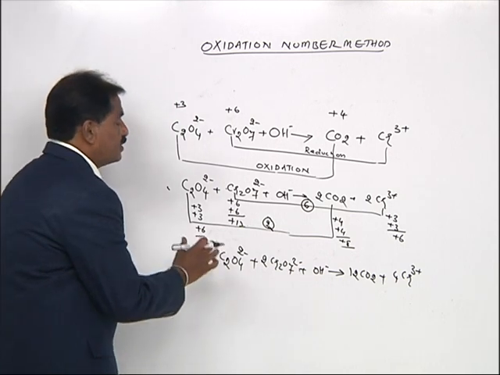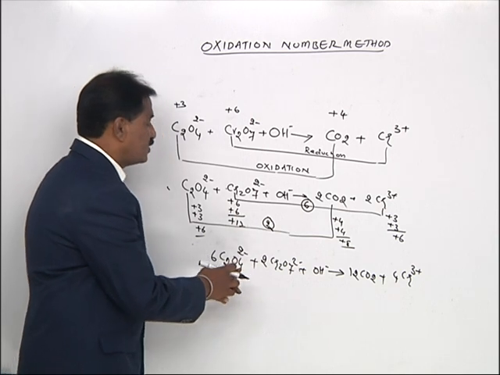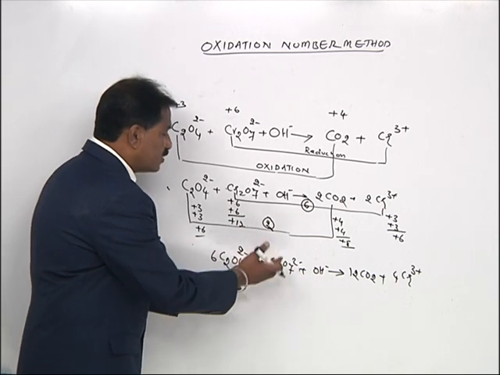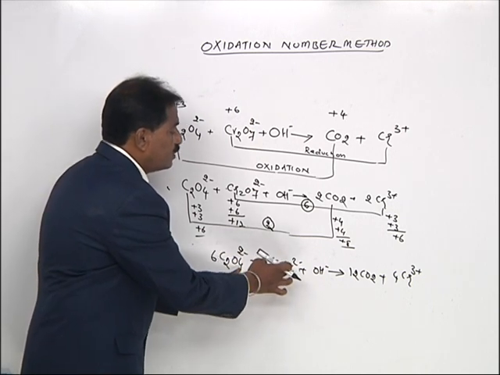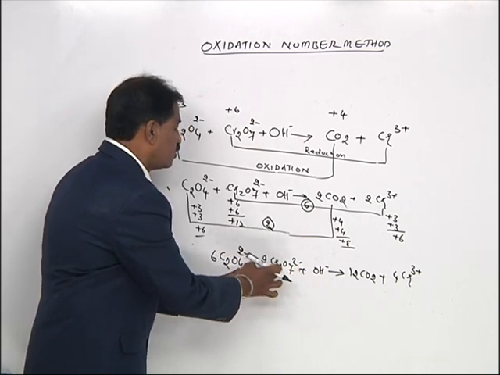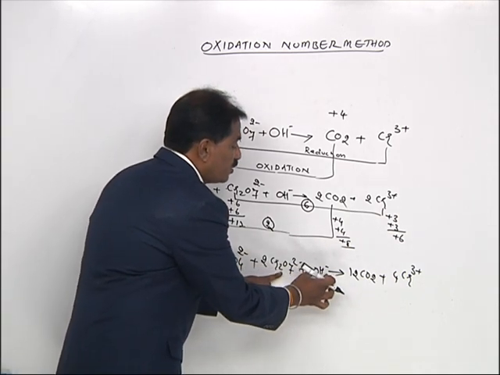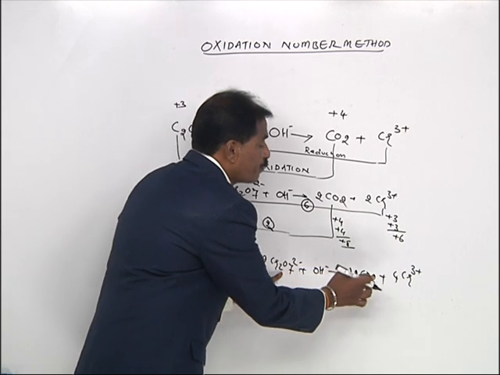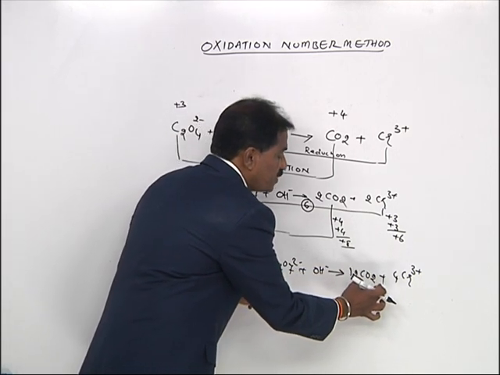Next, after balancing the atoms, now we have to balance the oxygen atoms. For balancing of the oxygen atoms, count the oxygen atoms this side and that side. Here 4 oxygen atoms, here 14 oxygen atoms, total 18. Next, you don't count this one, we will count it later. Next here, this side 24. Total 24 oxygen atoms here.